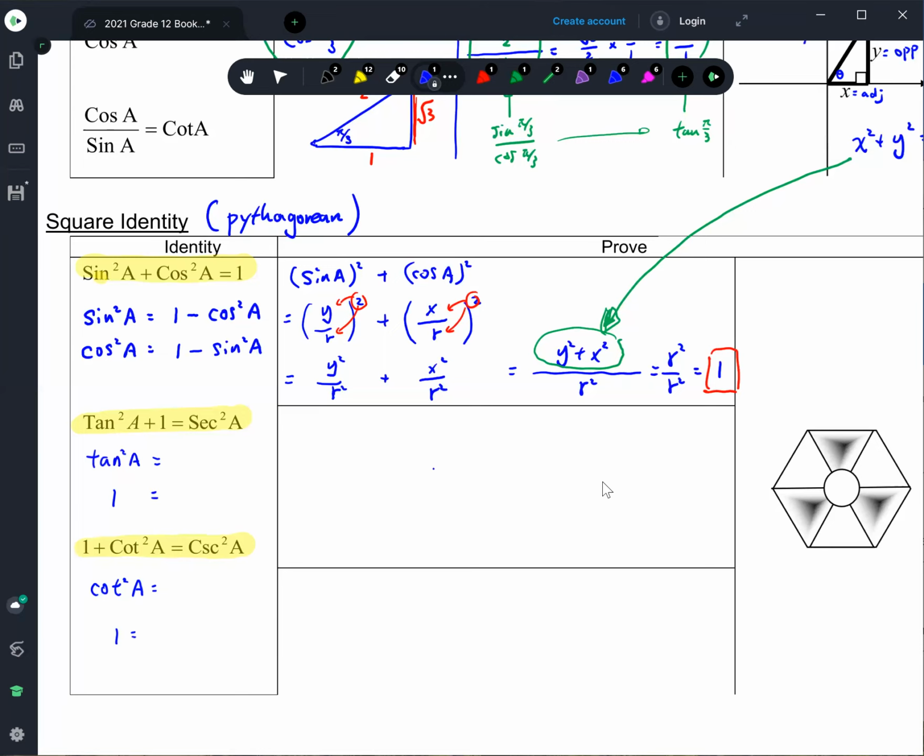Okay, let's check one of them first. You should have at least one of them. Tangent squared A. Okay, Chris, do you have that one? Tangent squared A.